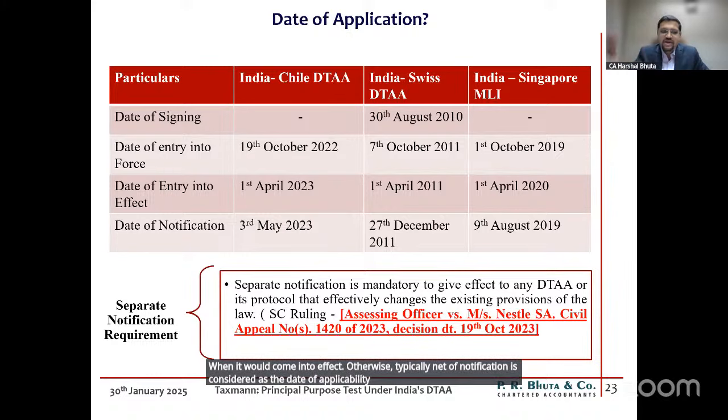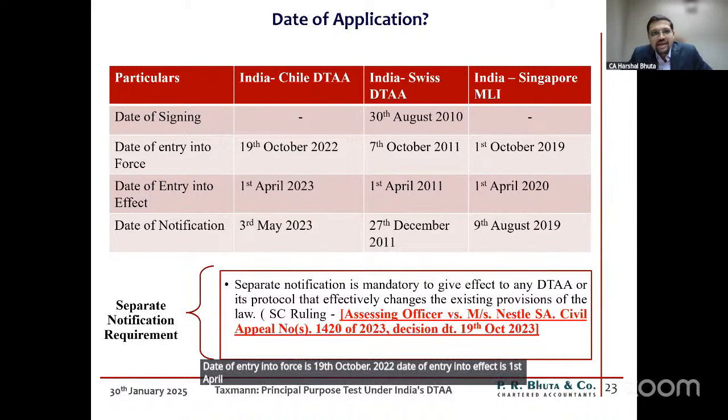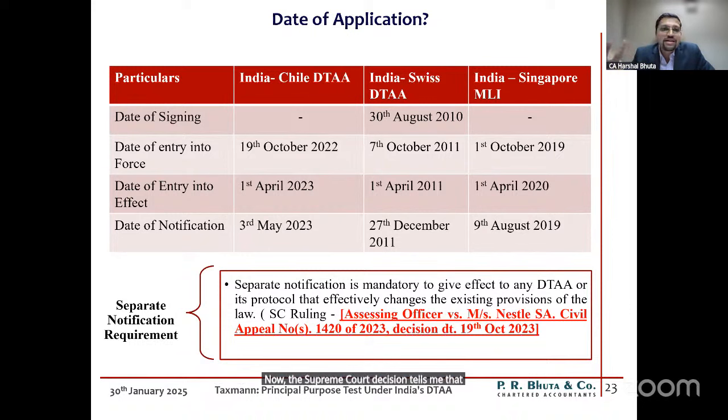Okay. So here is where my confusion is. Let's take the example of the India-Chile DTA. Date of entry into force is 19th October 2022. Date of entry into effect is 1st April 2023. And date of the notification by CBDT is 3rd May 2023. Now, the Supreme Court decision tells me that yes, I have to consider the date of notification.